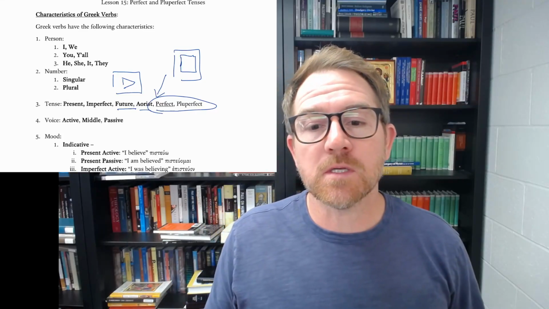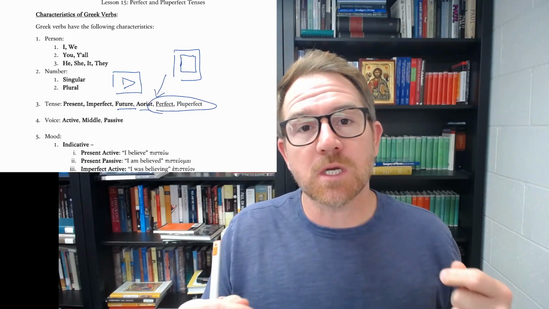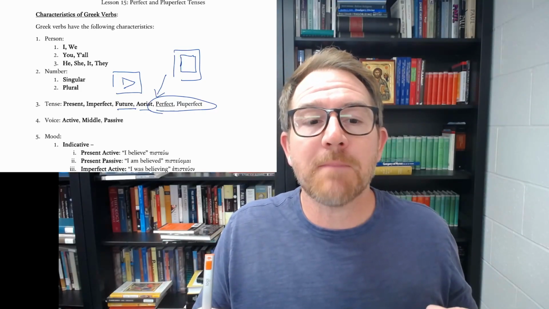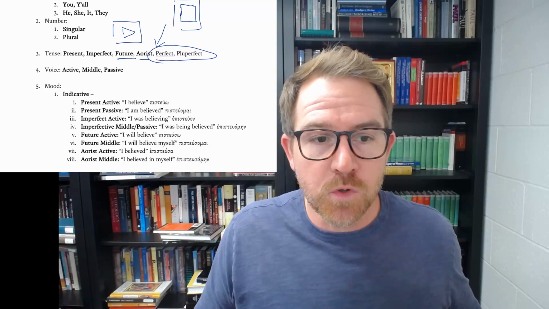Of course, we also have voice, active, where the subject performs the action on the verb. Middle, in which the subject performs the action for himself or herself. And then there's the passive voice, in which the subject has the action performed upon them. We also have talked about mood. We have the indicative mood, present active indicative.